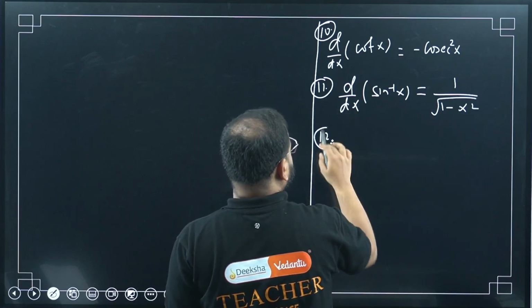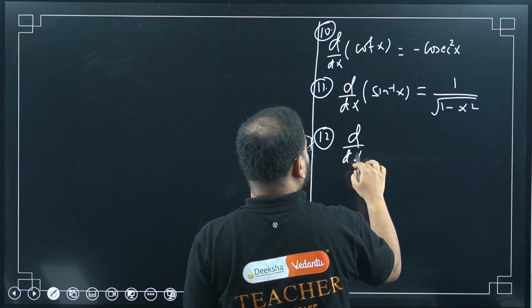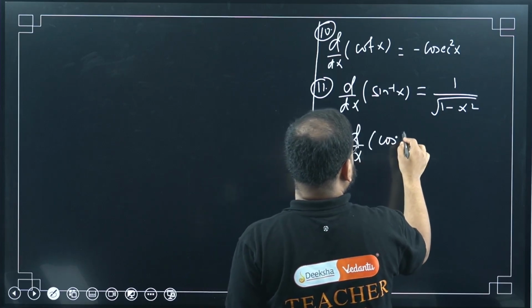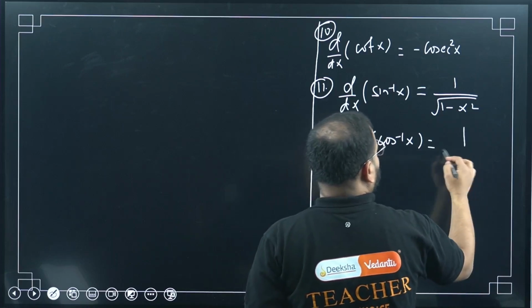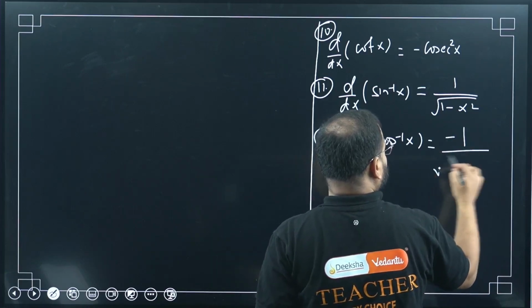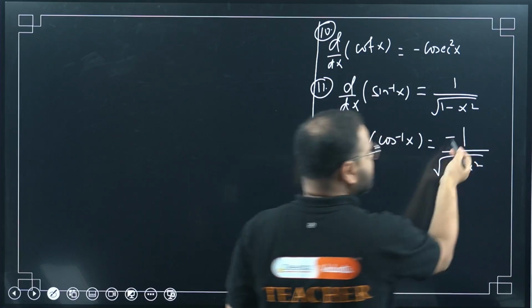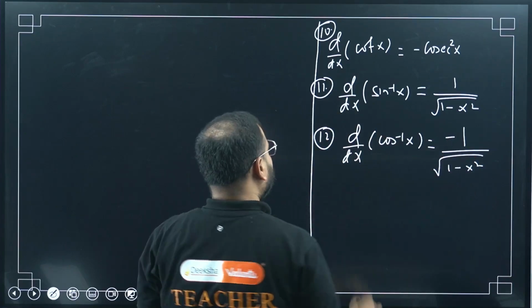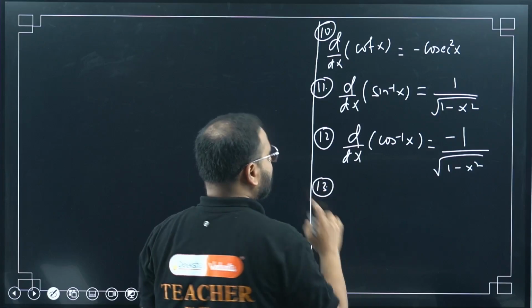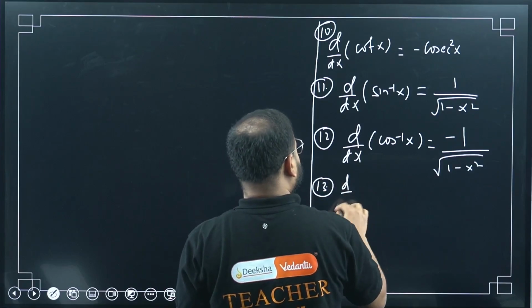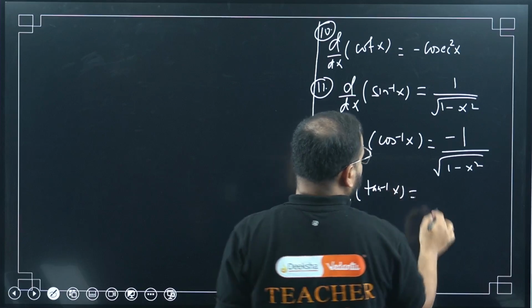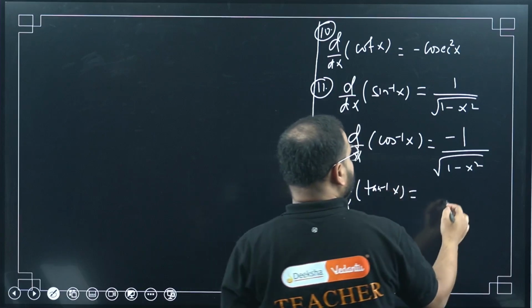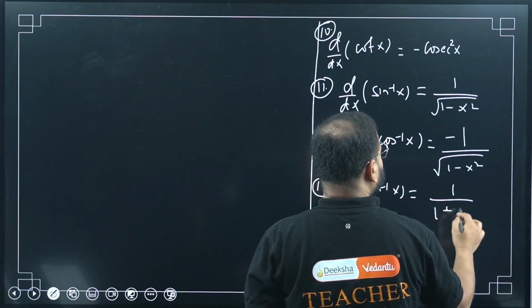What about the 12th one? D by dx of cos inverse x. Same thing you'll do, with the minus sign: 1 upon root of 1 minus x square. So for cos inverse, just introduce a minus sign in the numerator. The next one is D by dx of tan inverse of x. How much is that? This is going to be simply 1 upon 1 plus x square.